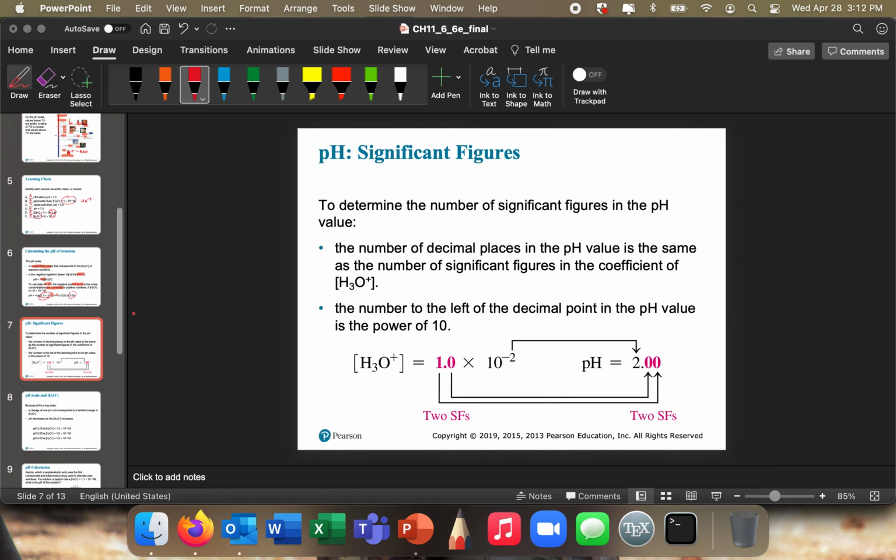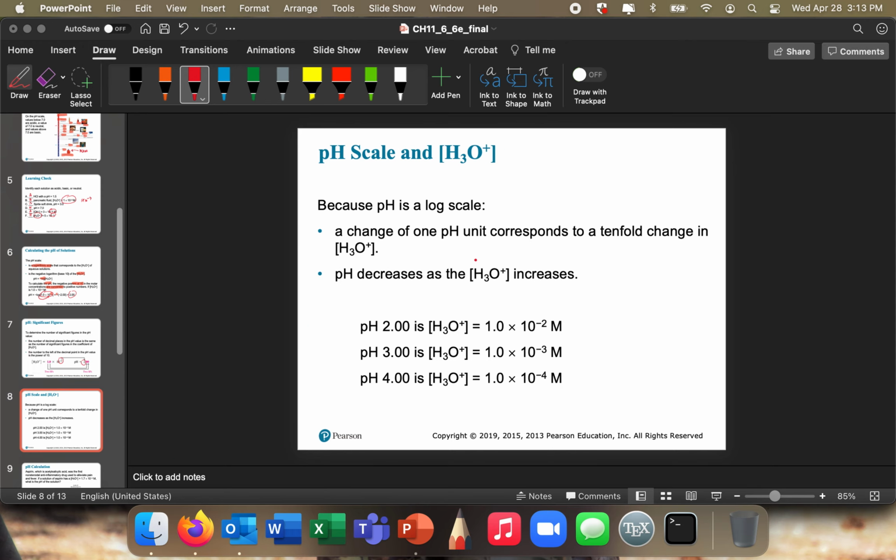So I just went over this in the previous slide. I frankly don't care about the number of sig figs here. So really what we care about is this part, that 2 goes to here, okay? And so let's do a couple of these.